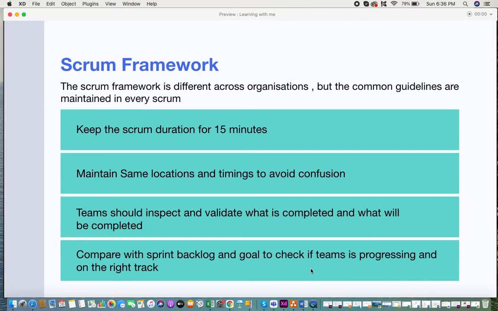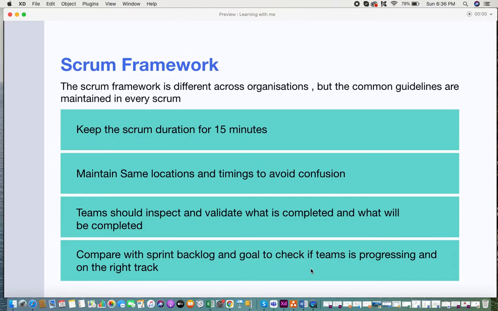So if you look into the Scrum framework, not every organization's Scrum method would be the same. It might vary. For example, the timings might vary, the number of members might vary, the location would vary, but the main common guideline that every organization follows is the Scrum Guidelines. So here are some of the guidelines.